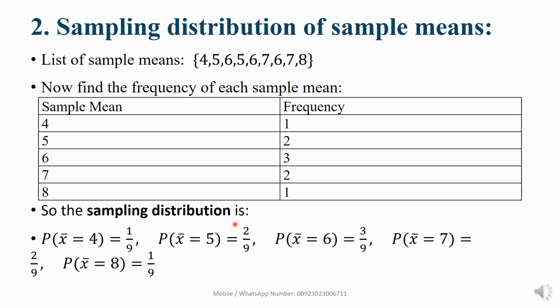So the sampling distribution is: P of x equal to 4 is 1 upon 9. Now the value of sample mean x equal to 4, and how many quantities? 1, 2, 3, 4, 5, 6, 7, 8, 9. It means 1 upon 9. Same process you follow. Next step, x equal to 5. It means you write 2 upon 9. Same, x equal to 6. It means you write 3 upon 9. Now P of x for 7, you write 2 upon 9. Now P of x for 8, you write 1 upon 9.